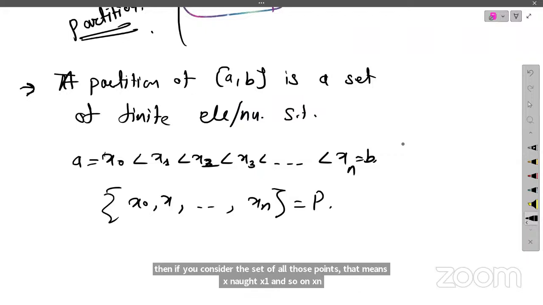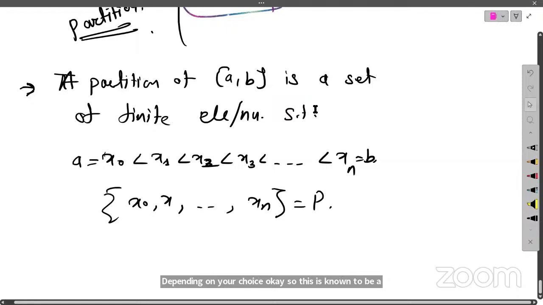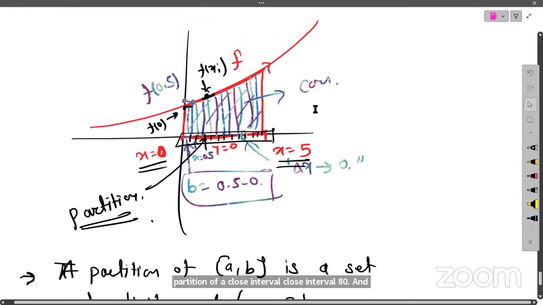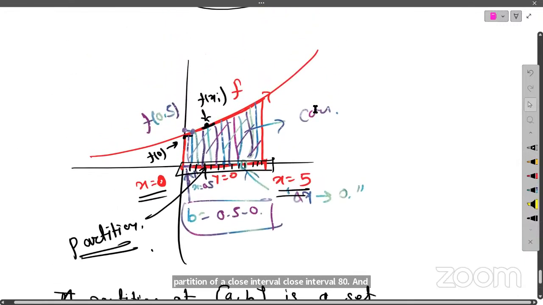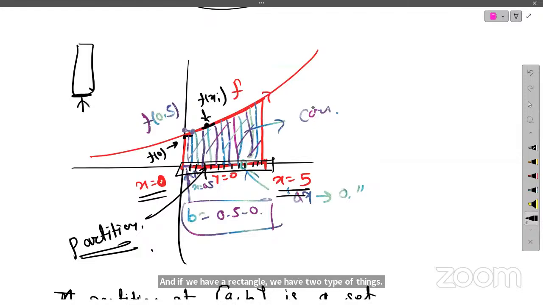Now here also we have choices. You can choose any x0, x1, x2, x3, depending on your choice. So this is known as a partition of a closed interval [a, b]. And why do we need this partition? Because, again, what is our main idea? The main idea is to divide our area into rectangular strips. If we have a rectangle, we have two things: first, the base or breadth, so we want to know what we can choose in terms of breadth, and the second thing is the height.